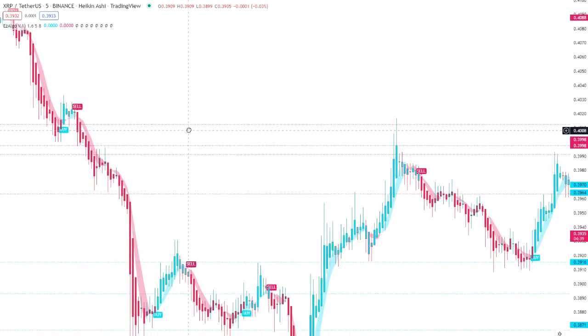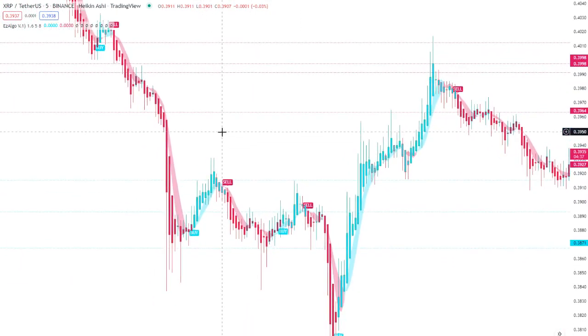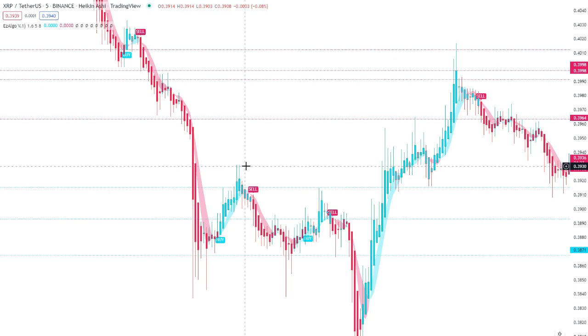So we're on the 5-minute XRP chart, and this was from early yesterday, and we'll go along and I'll show you how accurate the signals are. This is the only buy and sell indicator that you need.